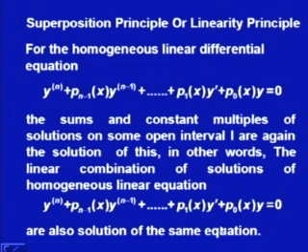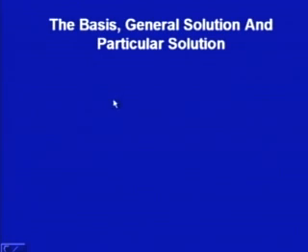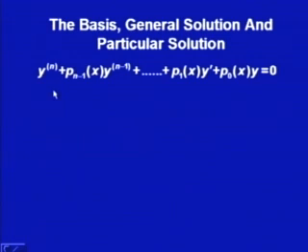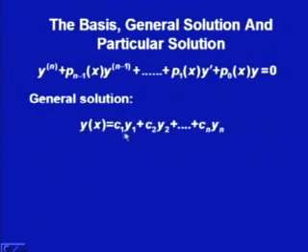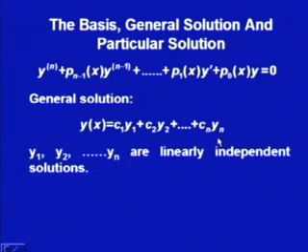Let us see some more terms here: basis, general solution and particular solution. First, the general solution. For an nth order linear differential equation which is homogeneous, of the standard form y^(n) plus p_(n-1)(x) y^(n-1) plus so on plus p_1(x) y' plus p_0(x) y equal to 0, the general solution will be of the form C1 y1 plus C2 y2 plus ... plus Cn yn, where y1, y2, ..., yn are linearly independent solutions of this equation, and C1, C2, ..., Cn are arbitrary constants.